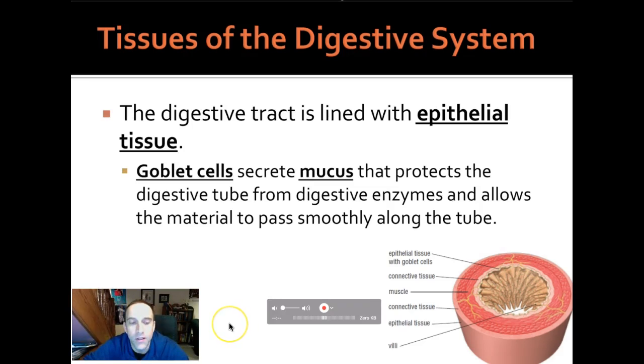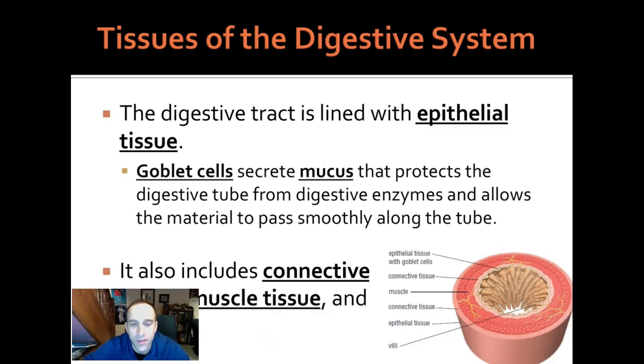As we learned when we discussed the hierarchy of living things, the digestive system is made up of organs, tissues, and cells. Specifically, the digestive tract is lined with epithelial tissue. Goblet cells secrete mucus that protects the tube from the enzymes that are going to break down food. It also allows the materials to pass through smoothly, kind of like water on a water slide.